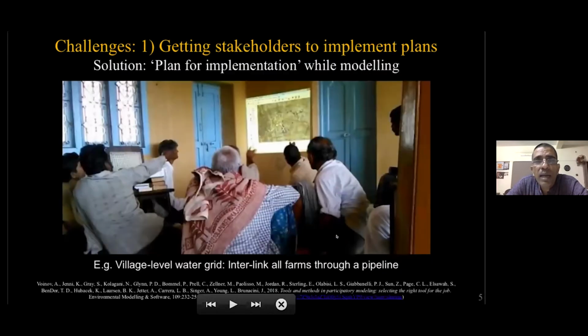So the solution I find to this challenge of planning is to plan for implementation while modeling itself. For example, here is one proposal being discussed, how we can interlink the tube wells and farms in a village. If such things were discussed and implemented, then people are willing to look more long term at how to use water in a sustainable way. Otherwise, each farmer, whoever has access to water, wastes water. Whoever doesn't have water suffers because there's no way to share or trade in water.